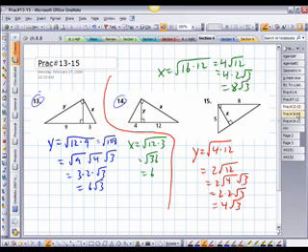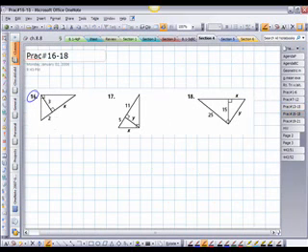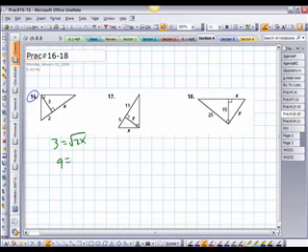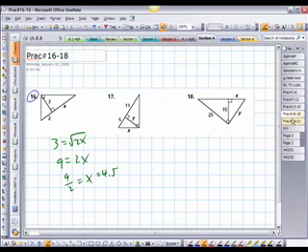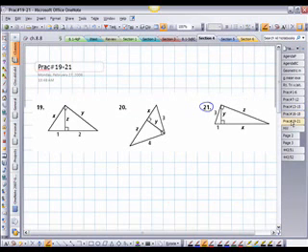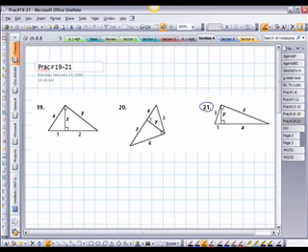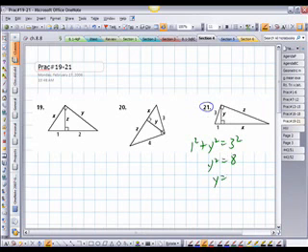A few more examples. For this one, the altitude of the big triangle is the geometric mean of the two parts of the hypotenuse, so 3 is equal to rad 2x. Square both sides, and then divide both sides by 2, so x is equal to 9 halves, or 4.5. And then finally this one over here, we can find y by using the Pythagorean theorem, so 1 squared plus y squared is equal to 3 squared, so y squared is 9 minus 1, which is 8, so y is rad 8, which is 2 radical 2.